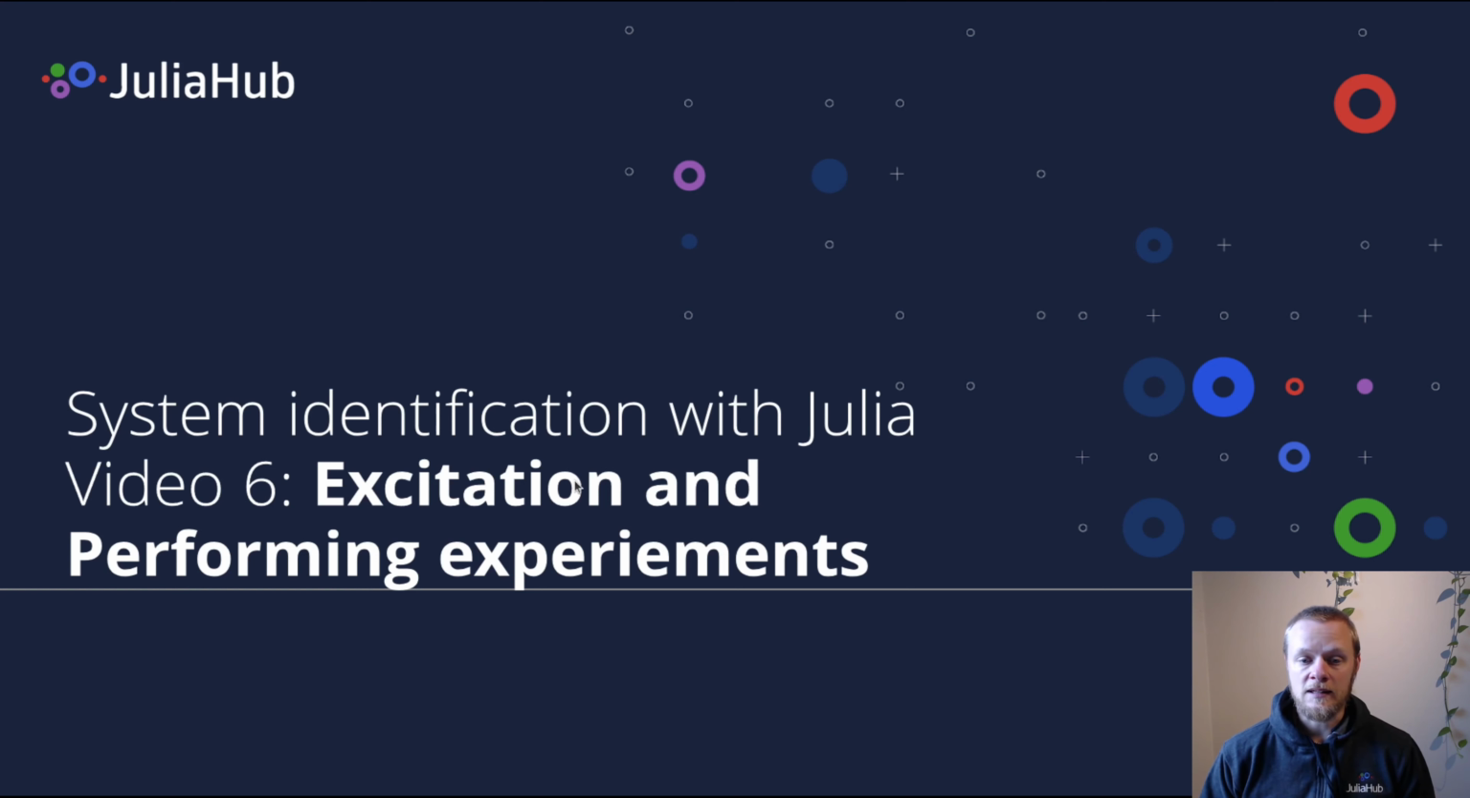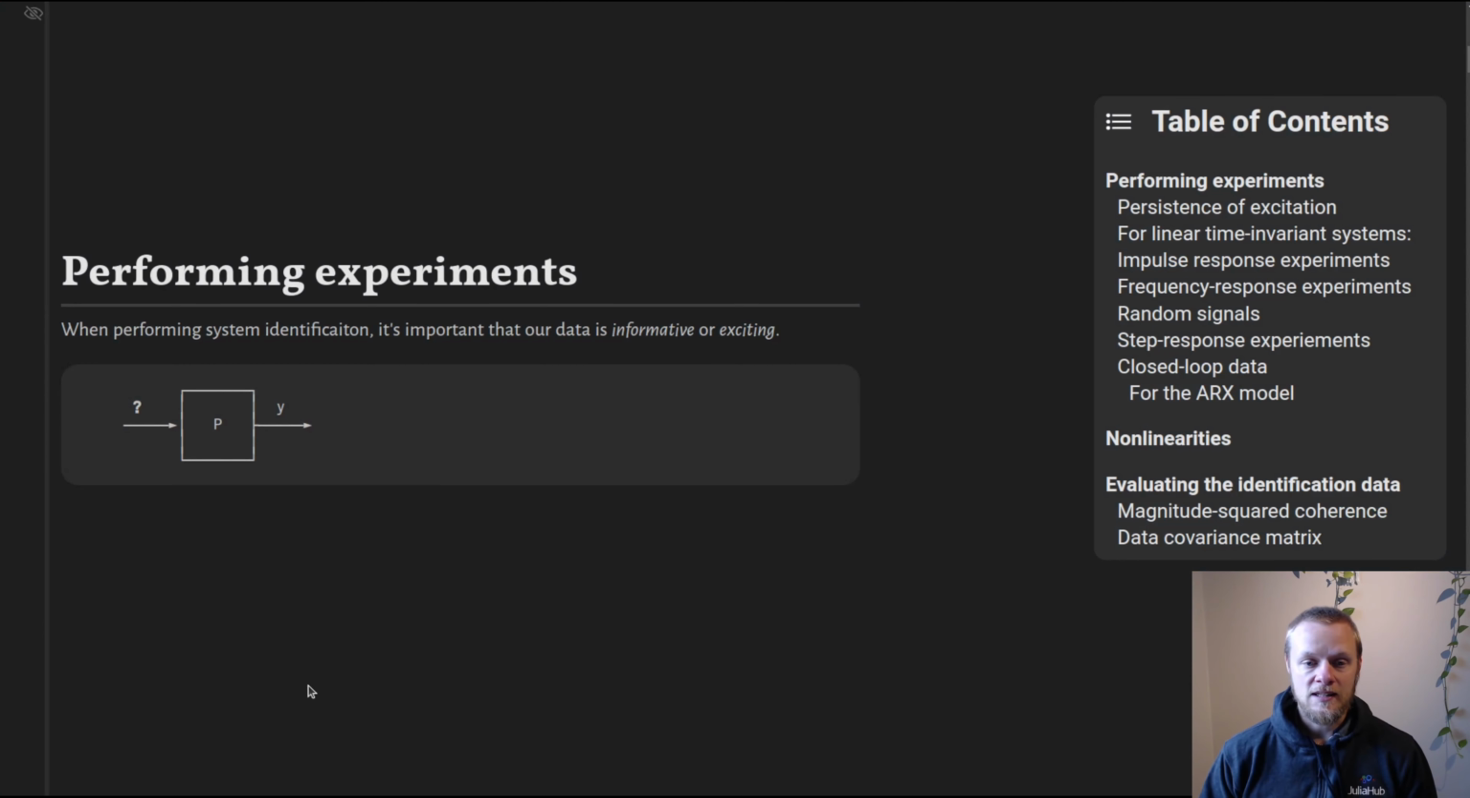Today we'll talk about excitation and performing experiments. So we will try to answer the question, what input should we send into our system when we gather data so that we get an informative or exciting experiment. And I say exciting here, it has a particular meaning in system identification, which we will dig into in this video.